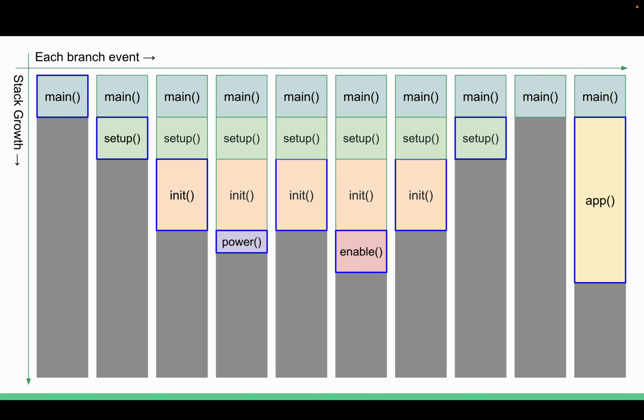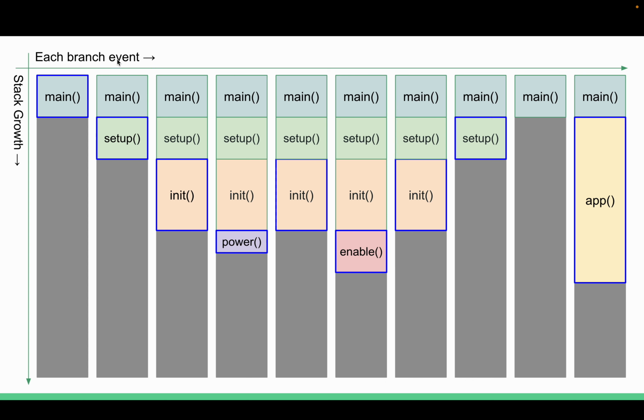Here we can kind of see how this would go out for a theoretical program. The arrow to the right represents each branch event, and the arrow going down represents the stack growth. So here we have a main function with whatever memory it's using up. Then it calls setup, that becomes a new active function. Then we call init, it uses up more memory. And then we call some power function.